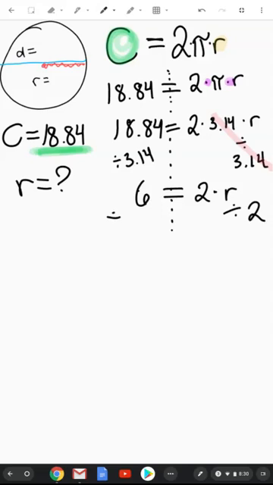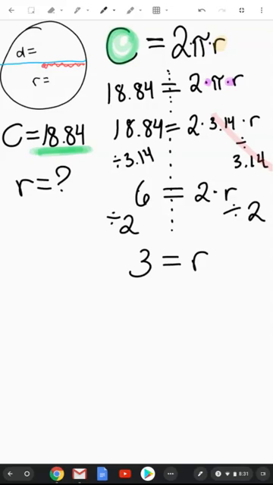Why did I do this? This would be the part in class where all of you would be telling me because it's the opposite of multiply by 2. I need to break up this 2 and this r. So to break off times 2, I have to divide by 2 on both sides. This one I don't need a calculator for. 6 divided by 2 is 3. So in this situation, the radius equals 3.